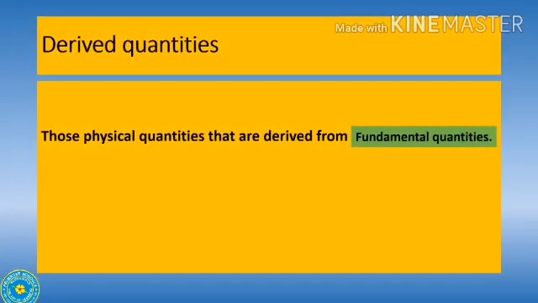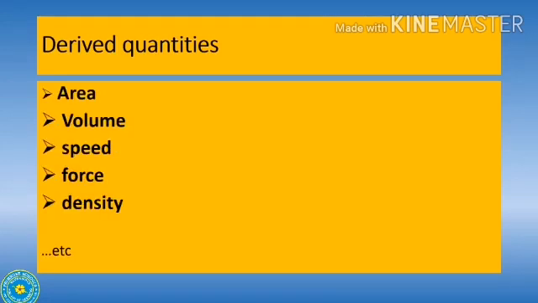Next, derived quantities. So, what are derived quantities? Those physical quantities that are derived from fundamental quantities are known as derived quantities. Got it? Here are a few examples of derived quantities. They are area, volume, speed, force, density, etc.